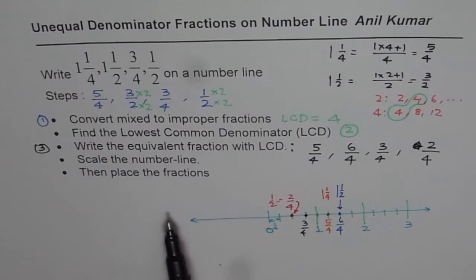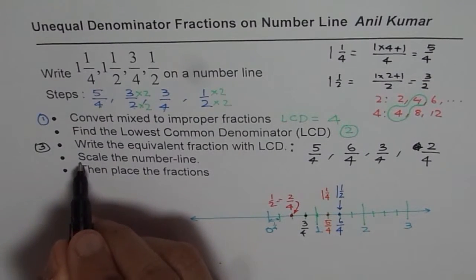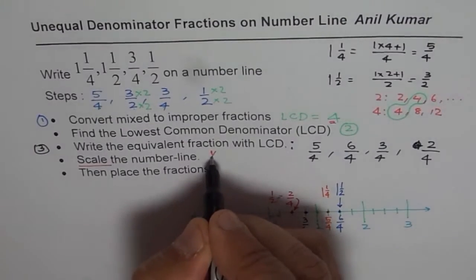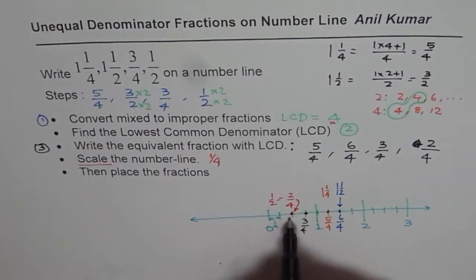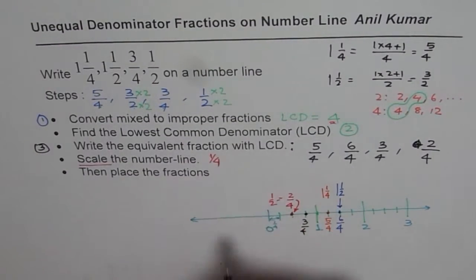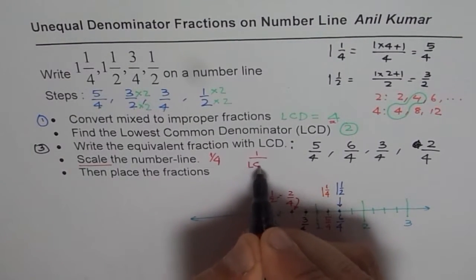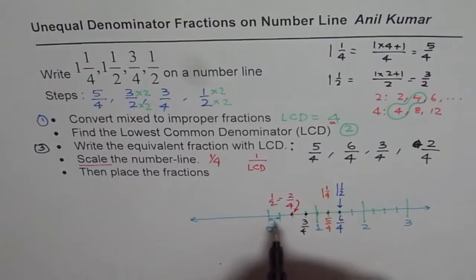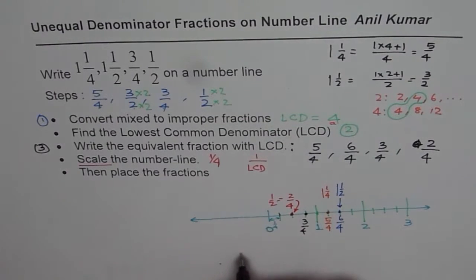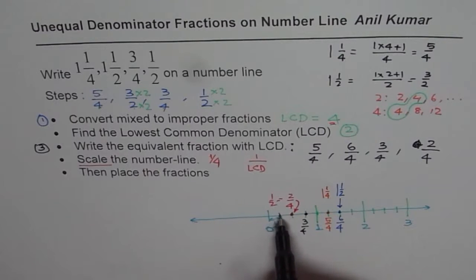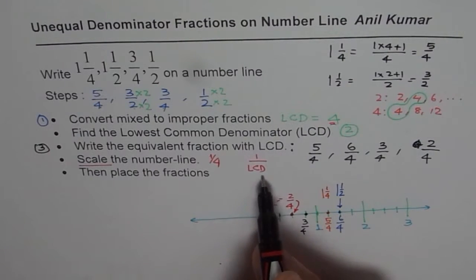Now, draw a number line and scale it accordingly. Scale here really means, now since the lowest common denominator was 4, so we should have 1/4 as minimum scale, right? So scale is 1/4 for us. So basically the scale will be 1 over lowest common denominator, right? That helps. So this minimum scale is 1 over lowest common denominator. In our case it was 4, so we made each small unit of 1/4.